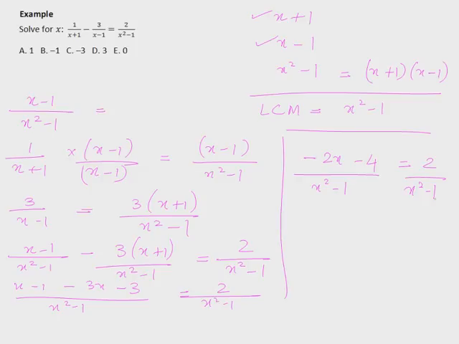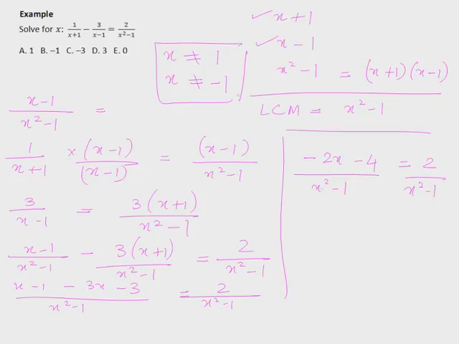Well, I can't have the denominator ever being 0, so I will have to assume that x cannot equal 1 and x cannot equal minus 1. These two are forbidden values because they will force the denominator to be 0.